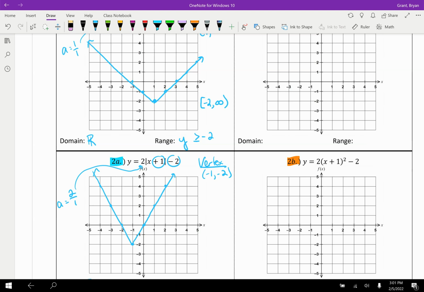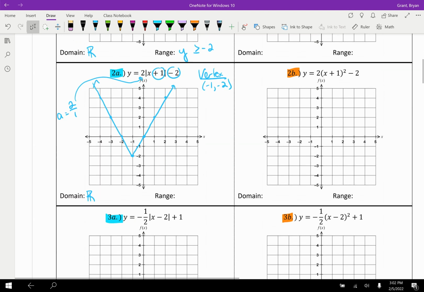our graph. And so the larger the number here, the faster our graph is going to go up, right? If this number was like 10, this graph would be really skinny because it's going up really, really fast. If it was smaller than 2, it would be less skinny. It'd be less vertically stretched, or it might even be compressed.